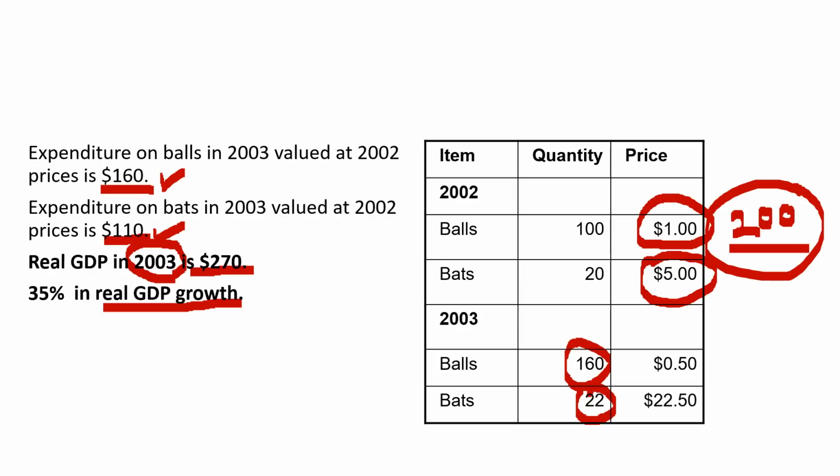In order to calculate the growth, we need to calculate the change. So 270 minus 200, divided by 200, which is equal to 35% real GDP growth.